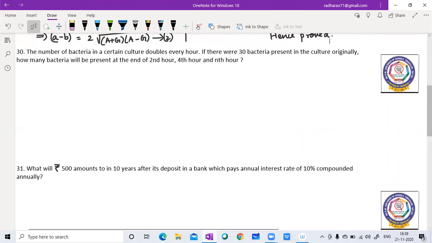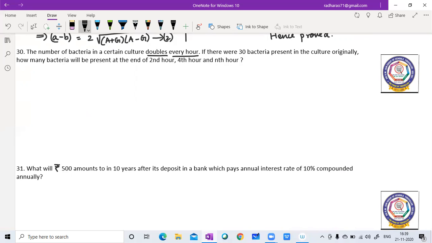The number of bacteria in a certain culture doubles every hour. If there were 30 bacteria present in the culture originally, how many bacteria will be present at the end of the second hour, fourth hour, and nth hour?